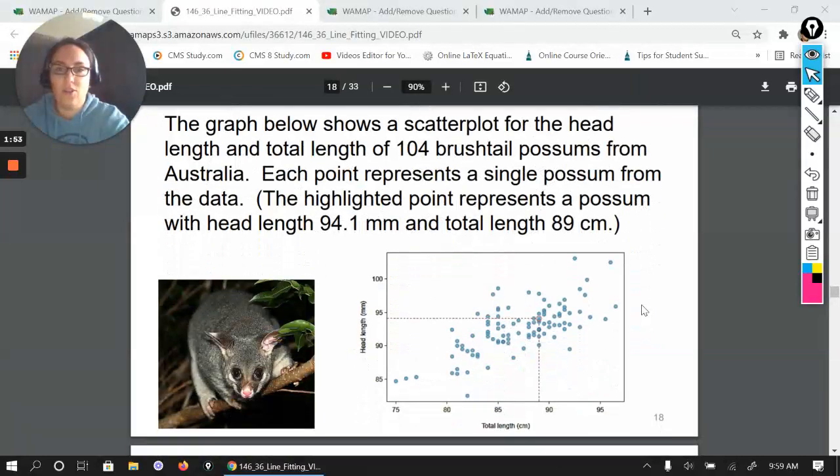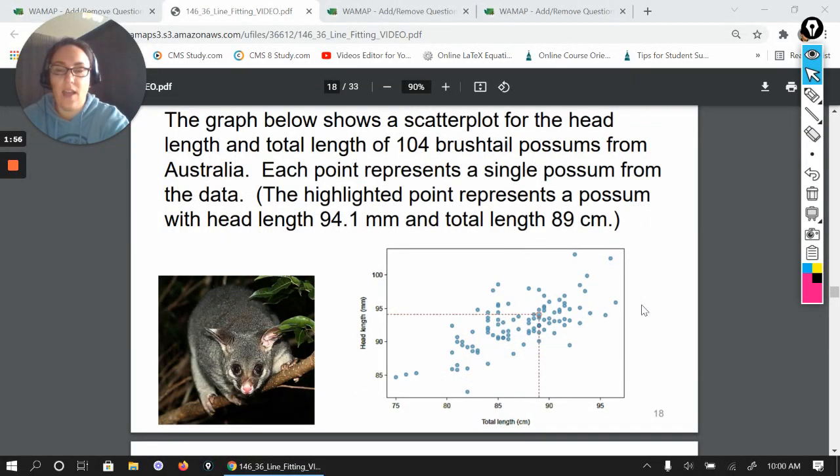The graph below shows a scatter plot for the head length and total length of 104 brush-tail possums from Australia. Each point represents a single possum from the data. The highlighted point represents a possum with a head length of 94.1 millimeters and a total length of 89 centimeters. So remember that the x-axis is the explanatory variable, and the y-axis contains the response variable.